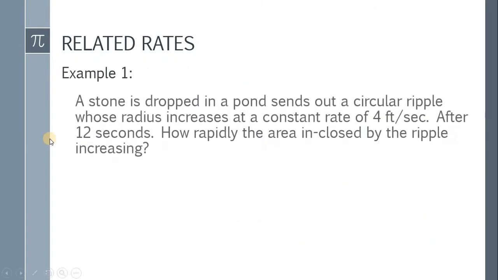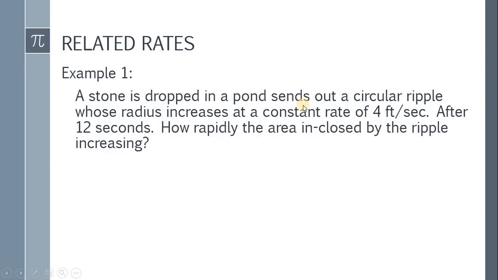Example number 1. A stone is dropped in a pond, sends out a circular ripple whose radius increases at a constant rate of 4 feet per second. After 12 seconds, how rapidly is the area enclosed by the ripple increasing?